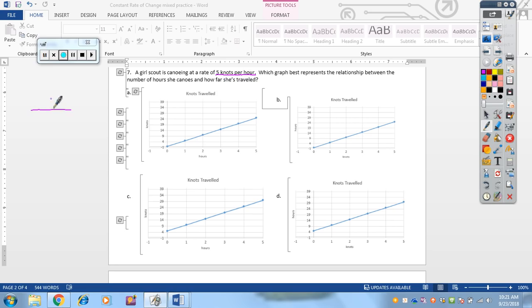So I know I love my tables. So I would say this is hours and this is knots. And I would say in 1 hour she goes 5 knots. And in 2 hours, 2 times 5 is 10. And in 3 hours, 3 times 5 is 15. And I would find the graph that matches that. Now be careful, because on A, this is knots and this is hours. And on B, this is hours and this is knots. Watch your labels, those trick us a lot.